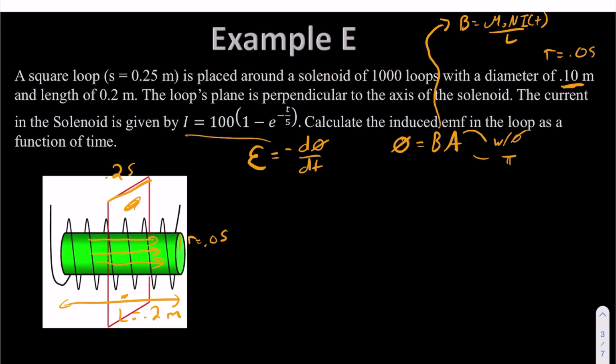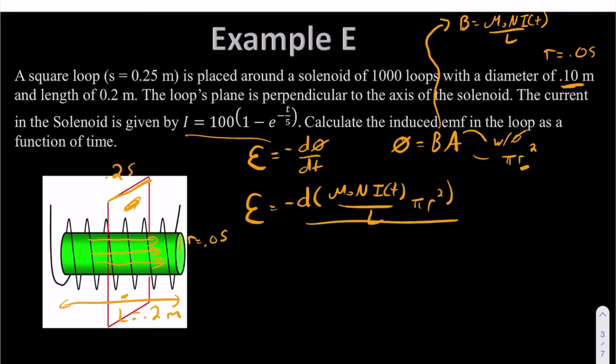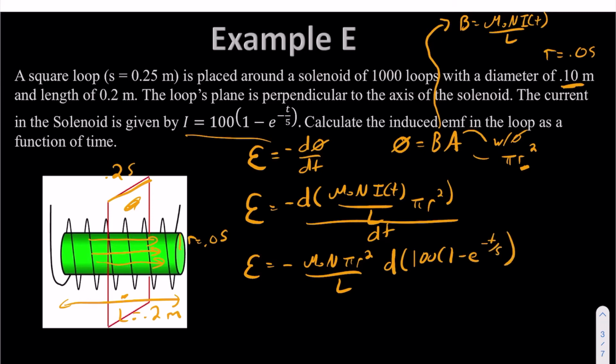So that's going to be pi r squared, where little r is the radius of the cross-sectional area of the solenoid. All right, so we have epsilon equals negative d phi dt. So phi is BA, so B is mu sub 0 I of t, I'll leave it as I of t for now, over L times pi r squared, d dt. And before I do the derivative there, I'm just going to pull out all the constants. So I have mu sub 0 N pi r squared over L, and that's going to be times d current d time, so that's going to be d dt of 100 times 1 minus e to the negative t over 5.